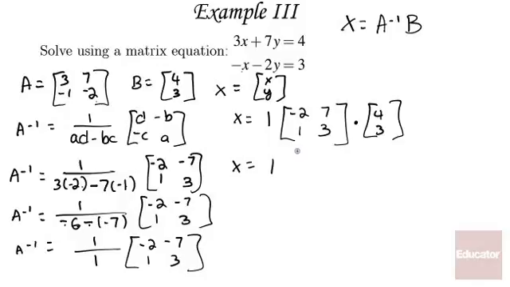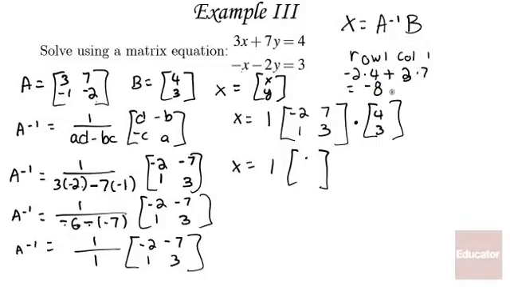Doing some matrix multiplication. Row 1, column 1 is going to be -2 times 4 plus 7 times 3. That's going to be -8. Okay. Let me see. This should actually be -7. Okay, so this is going to be -2 times 4, and this is going to be -7 times 3. So row 1, column 1, -2 times 4, -7 times 3. That's going to give me -8 minus 21, which is going to be -29 for row 1, column 1.